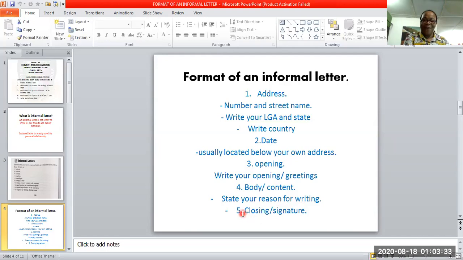So, number 5, closing and signature. Now let's close this letter. Cindy, you will not believe it, but I'm so happy to write you this letter. I am happy because I'm expecting you. I know that you will be here in Lagos by December, and I will be expecting you. Yes, take care of yourself. Be the best child ever. And remember, we are best friends forever.